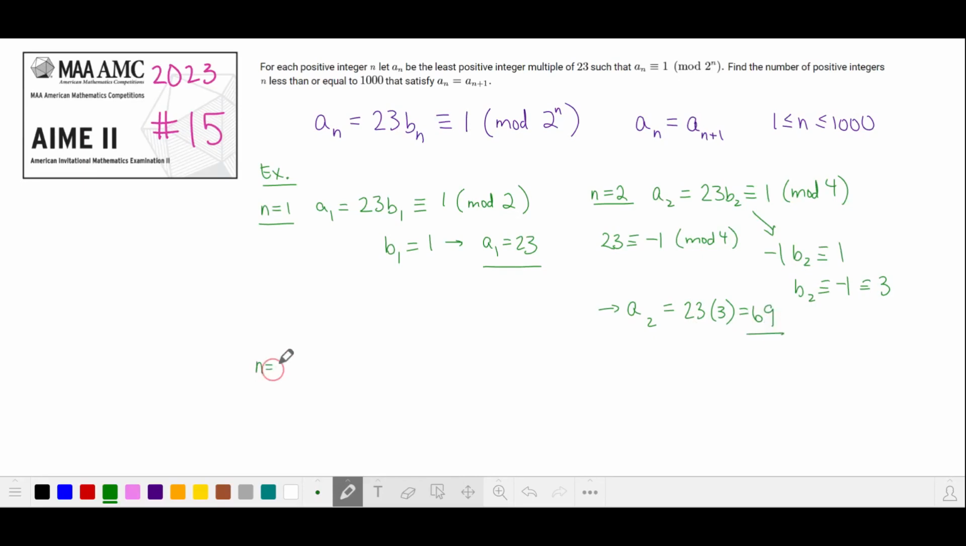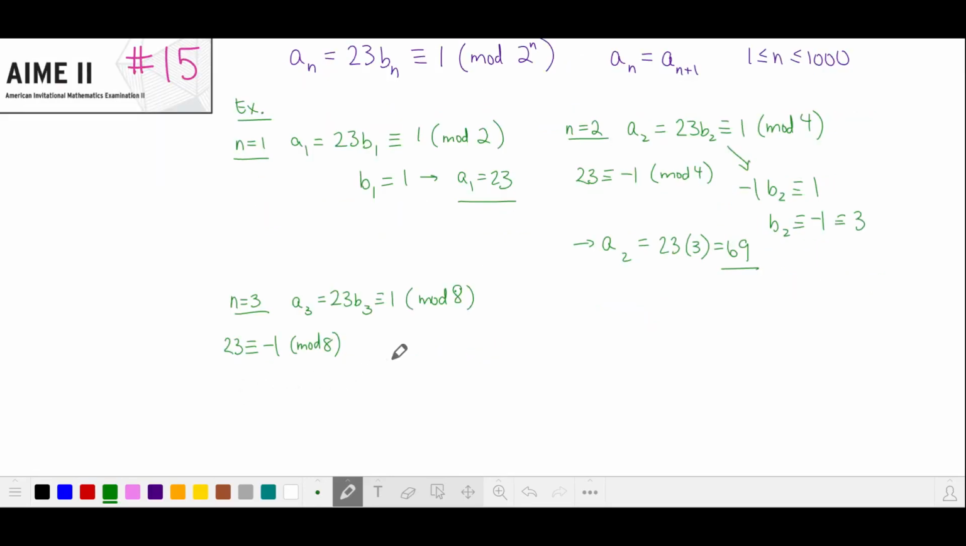Let's try n equals 3, which means one more than a multiple of 2 cubed, or 8. Since 23 is one less than a multiple of 8, we can replace this expression with negative 1 times b3. That means b3 is equal to 7, and a3 is 23 times 7, or 161.